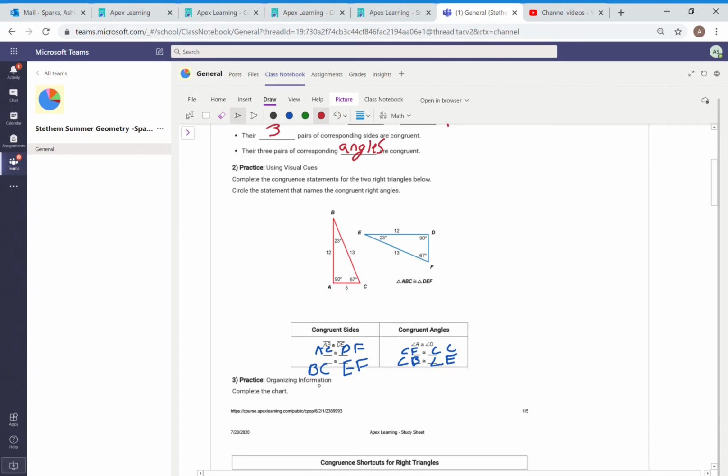So remember these congruency statements. For your sides, you pick two of the letters. So A to C, that's the small side. So I need the other small side, D to F. And I'd write the little congruency sign. Angles, you just have to match up the letter. So F is 67, so that matches with C, which is 67.